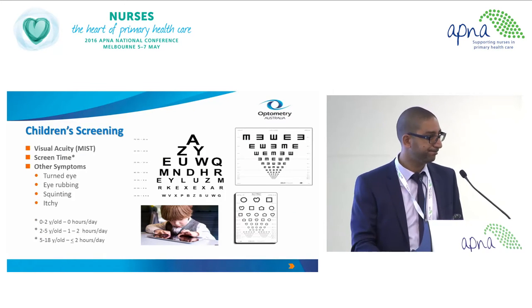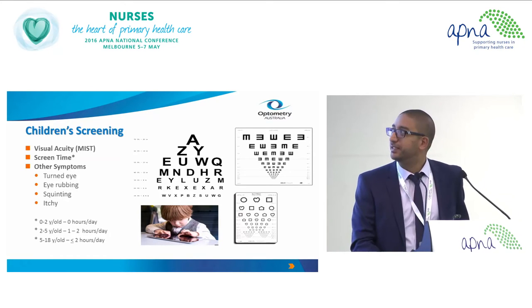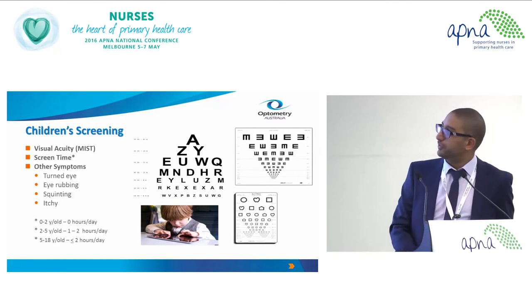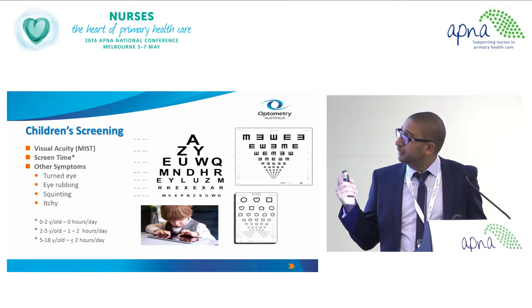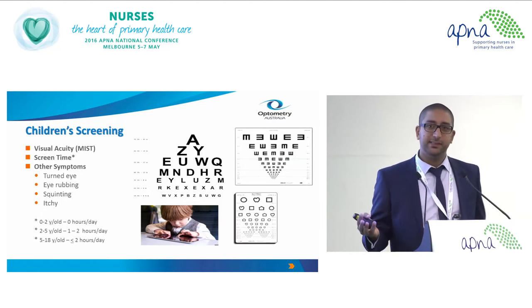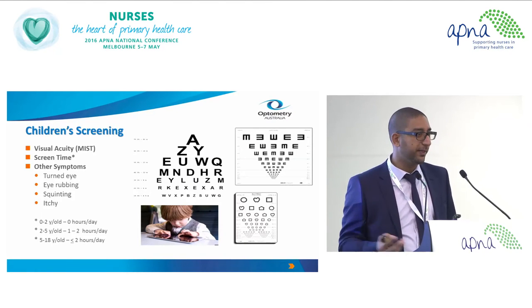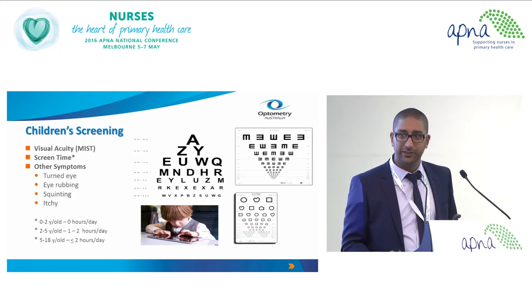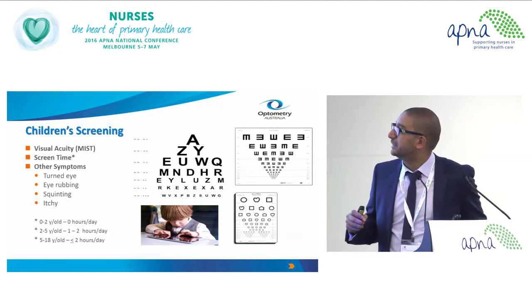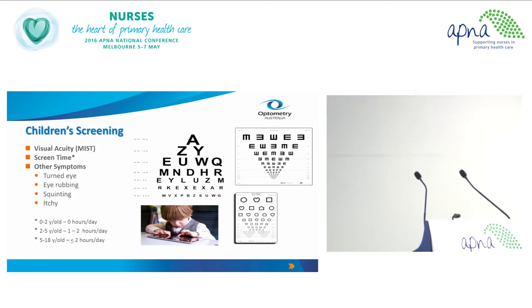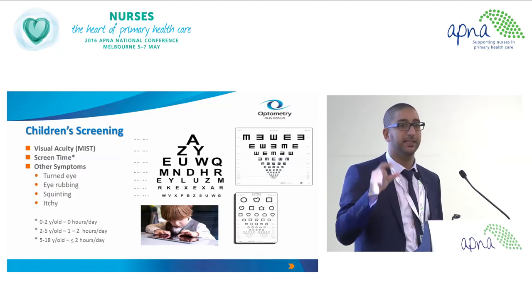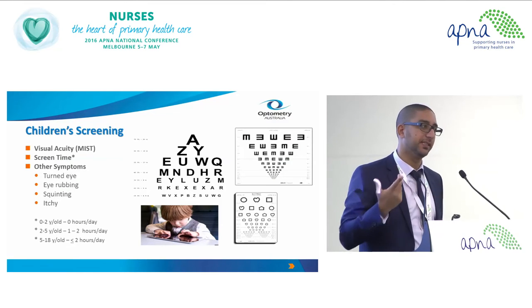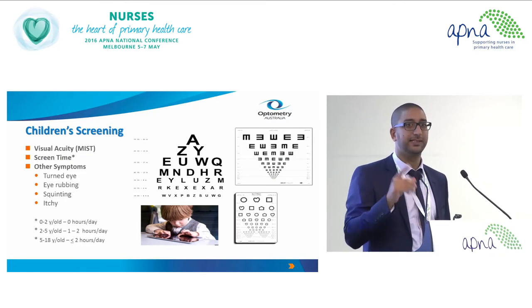Children's screening. Getting to the end, guys. You've been really patient with me. I know it's a lot of information, but there's a lot to cover. Children's screening. So visual acuity. I'm not sure who's had an eye test and who remembers about their eye test, but 20/20 or 6/6 is what we aim for. Generally, kids are sort of one line better than 6/6. A 6/6 is this line here. It's a specific size, and it's tested at 6 metres. That's why it's 6/6.